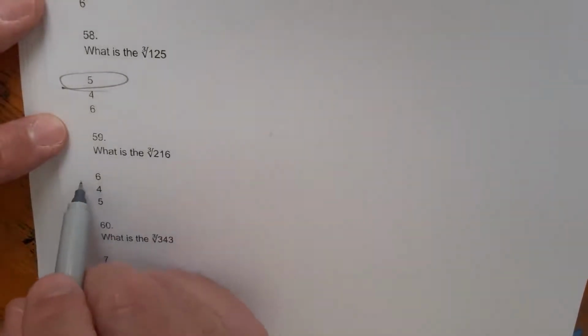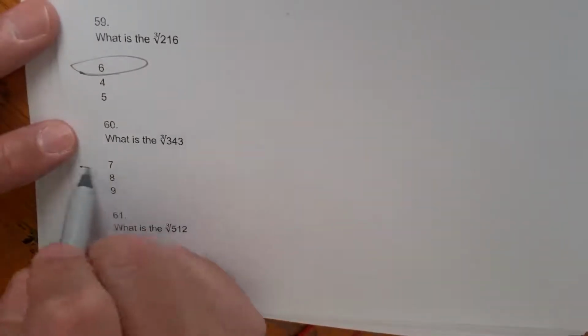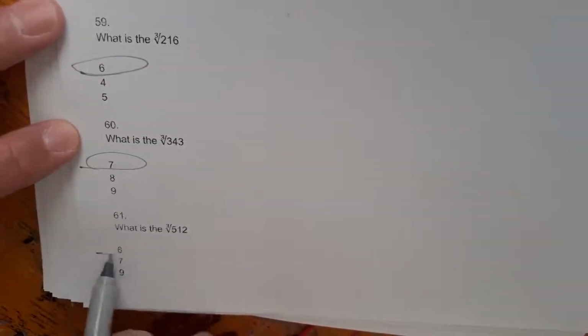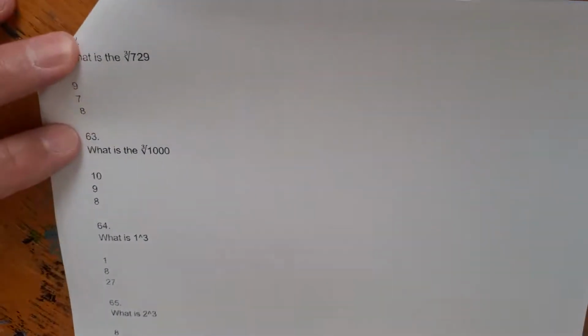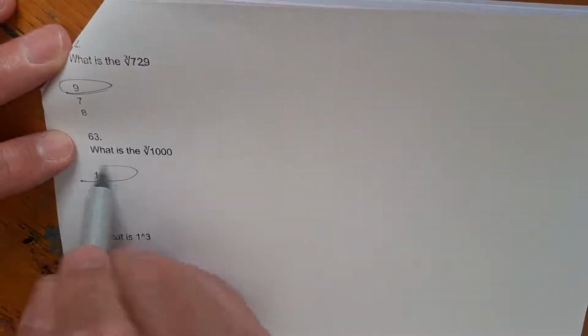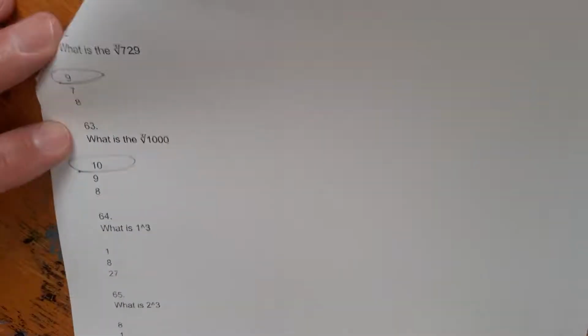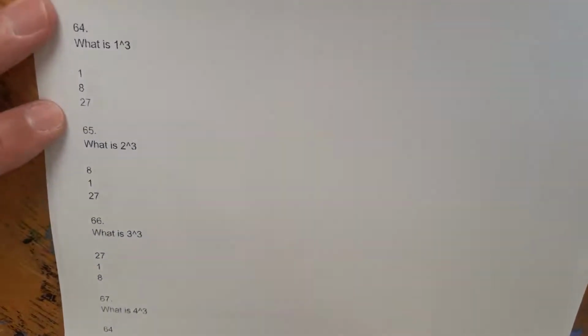The cubed root of 216 is 6. The cubed root of 343 is 7. The cubed root of 512 is 8. And maybe they're going to give us 2 more. The cubed root of 729 is 9. The cubed root of 1,000 is 10, because 10 times 10 is 100, and 100 times 10 is 1,000. Now they're going the other direction.